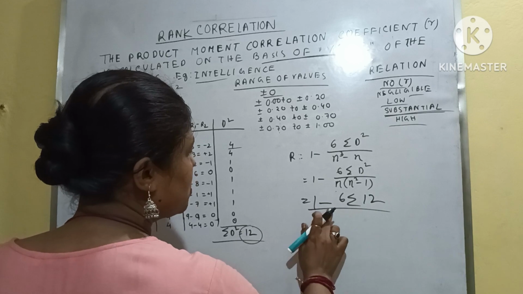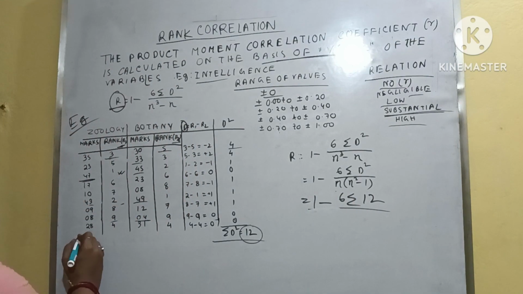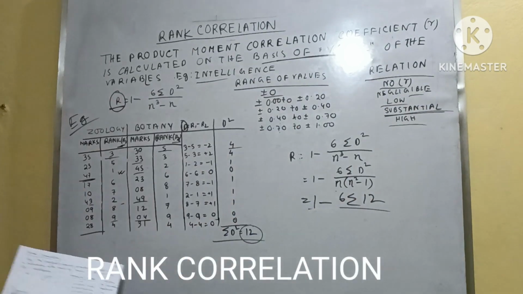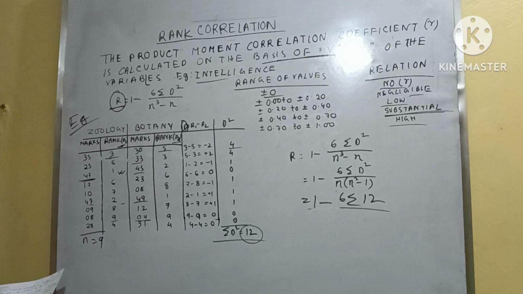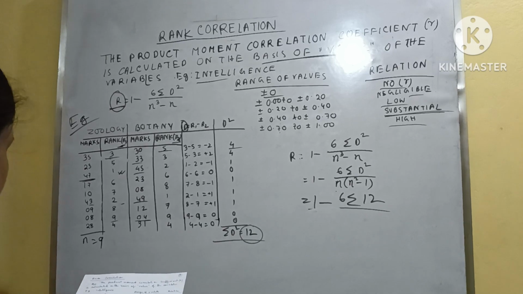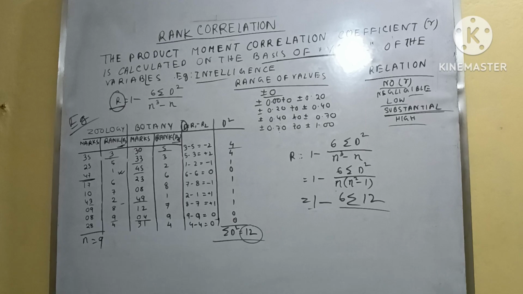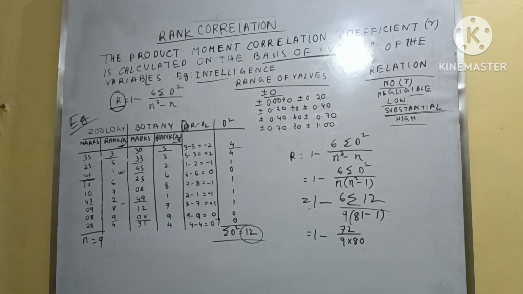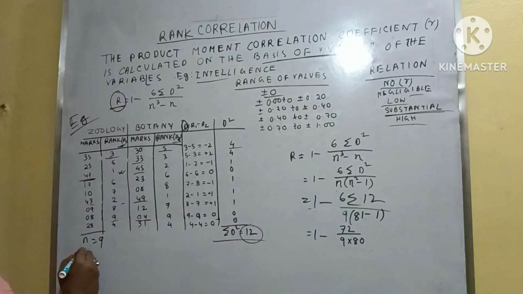Sorry, this is not right. N is what? N is here. Sorry, I had forgotten the N number, that is 9. I am just checking the values. So here N equals 9.